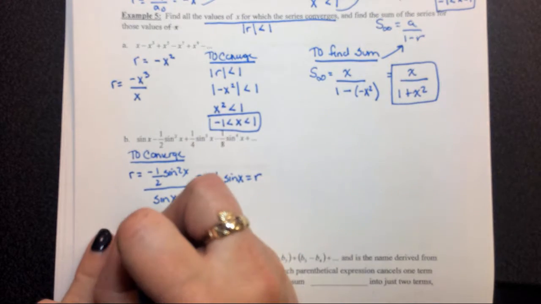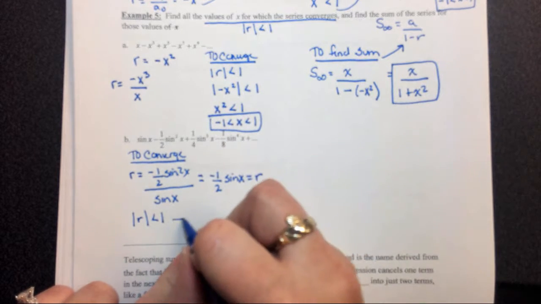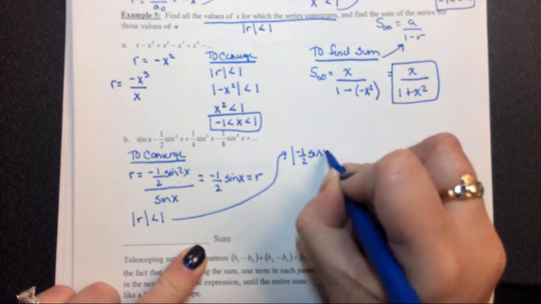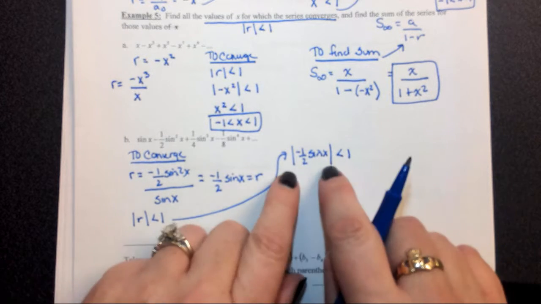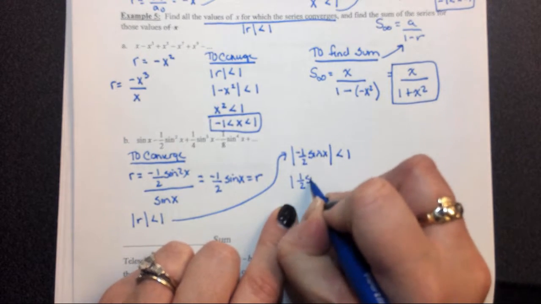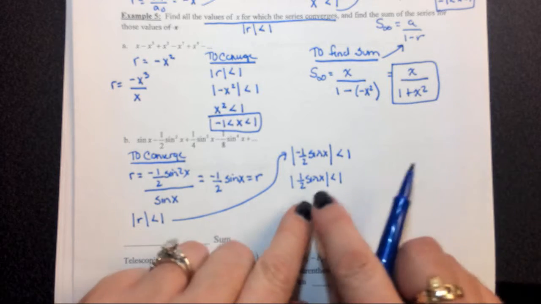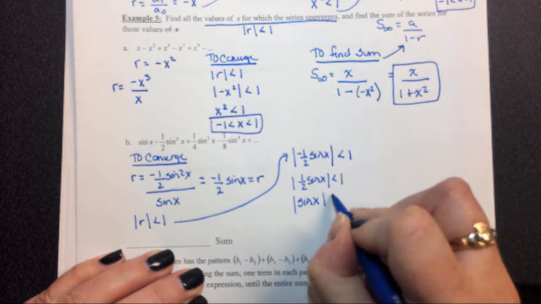And again, to converge, what do I know about the absolute value of your common ratio? That has to be less than 1. The absolute value of negative 1/2 sine of x has to be less than 1. Since I'm doing absolute value, I could drop the negative, so the absolute value of 1/2 sine x is less than 1. Now I can multiply both sides by 2, so I end up with the absolute value of sine of x is less than 2.